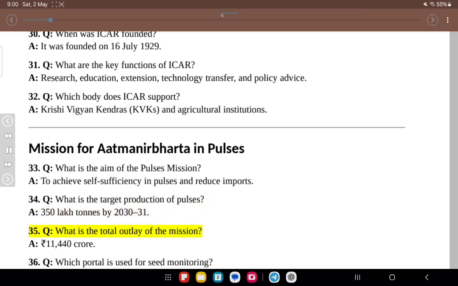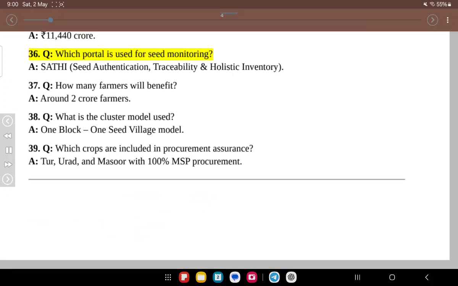35. Q. What is the total outlay of the mission? A. 11,440 crore rupees. 36. Q. Which portal is used for seed monitoring? A. SATHI, seed authentication, traceability and holistic inventory. 37. Q. How many farmers will benefit? A. Around 2 crore farmers.